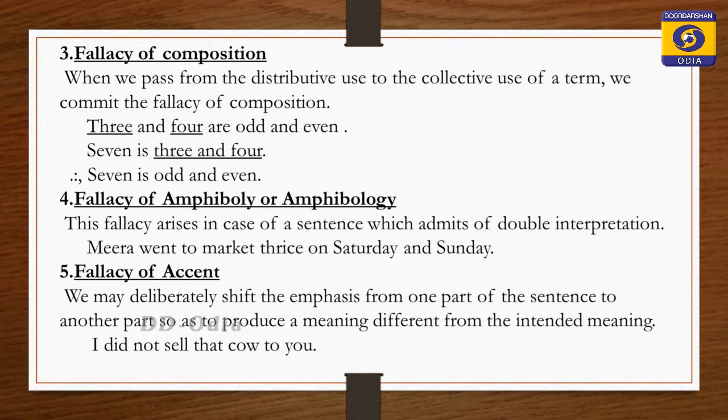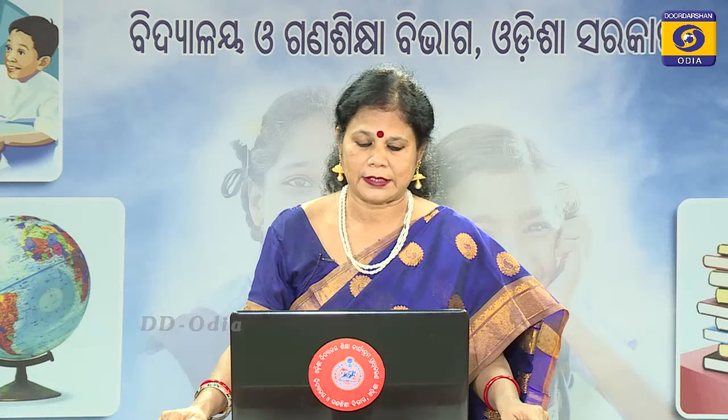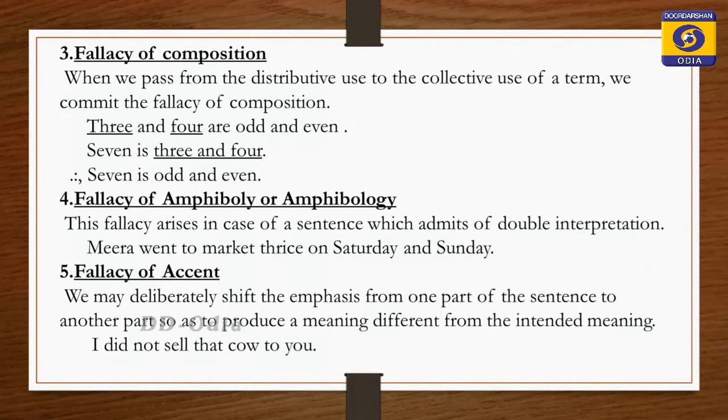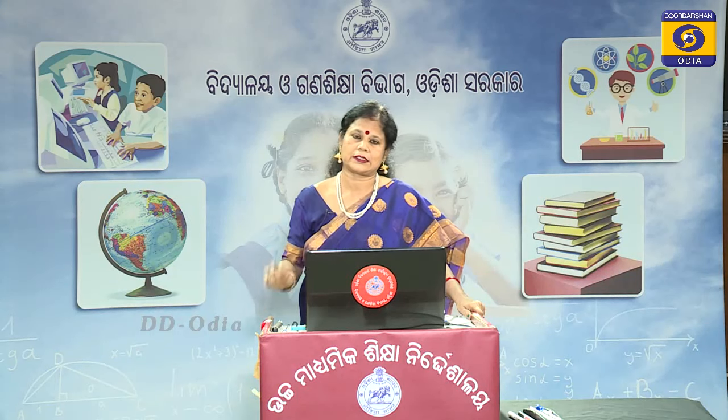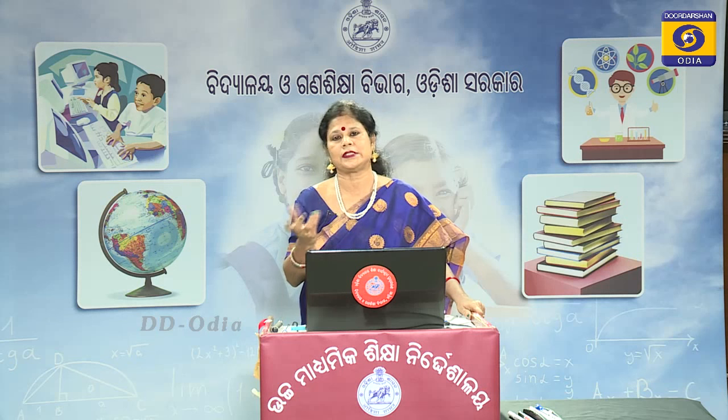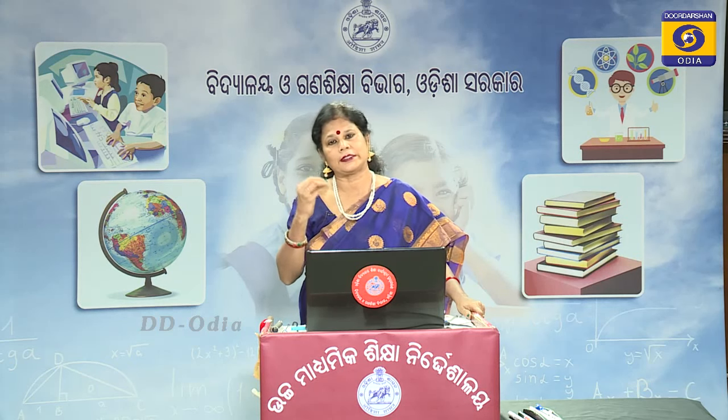Now, the next fallacy is fallacy of accent. You know, suppose I say a particular sentence that the fan is moving, roses are red. I utter these sentences and you know the meaning of these sentences. It has a definite meaning. I mean a particular thing by this sentence.